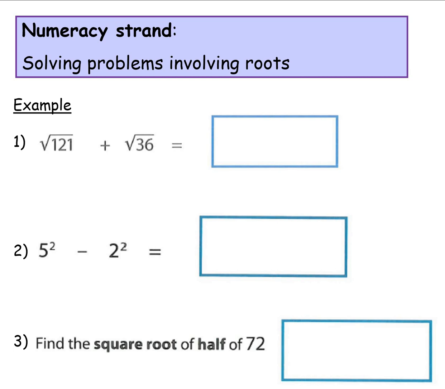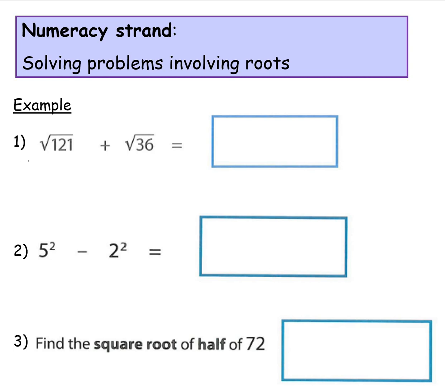Okay, so previously we've looked at finding squares and square roots. So now we're going to look at problems involving square roots and squares. So in this first example, we can see it's asking us to find the square root of 121 plus the square root of 36. Now before we can actually add anything here, we need to find out the square root of 121 and the square root of 36.